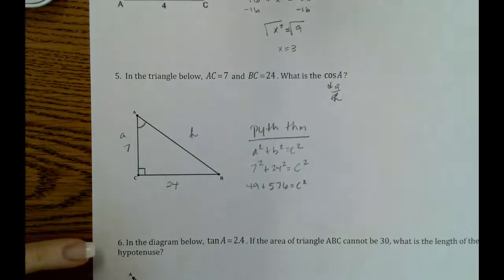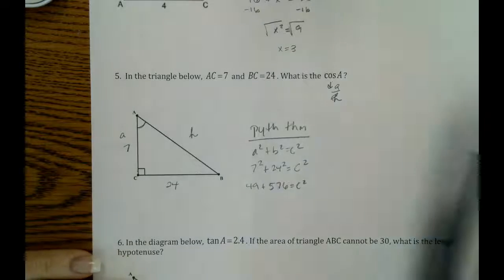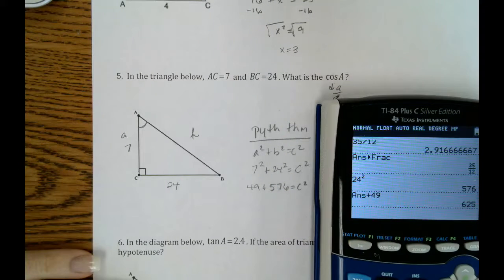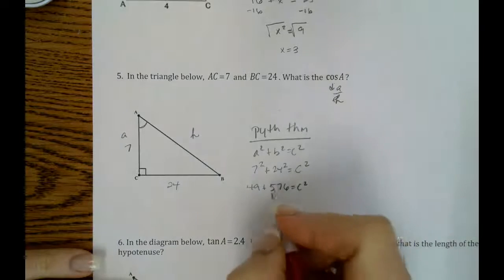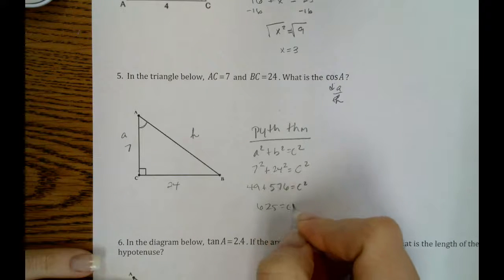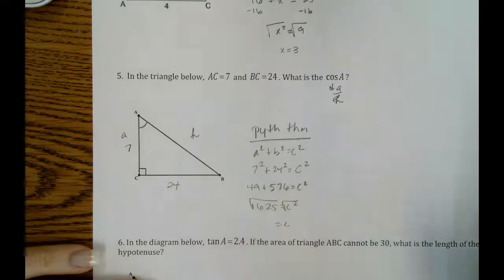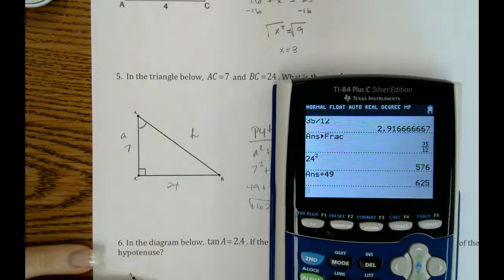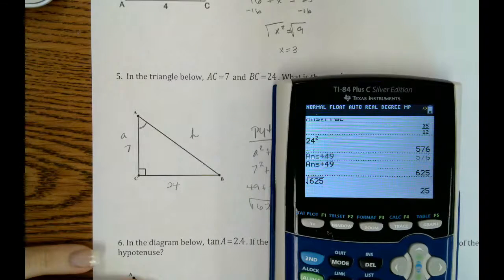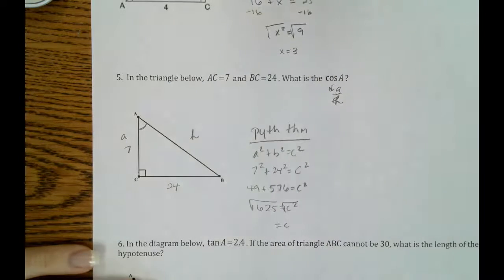If I add 49 and 576, I get 625. And then I'll take my square root, which is 25.